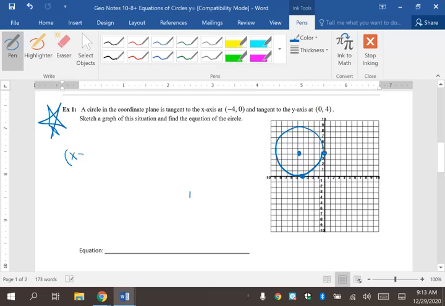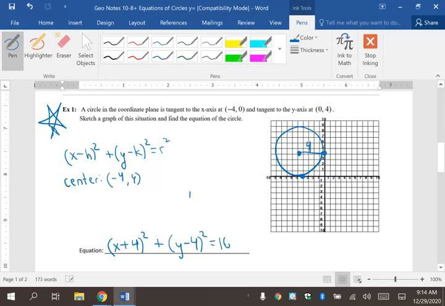So general equation, x minus h quantity squared plus y minus k quantity squared equals r squared. Well, we can count and note that the radius is 4, and the center is this coordinate point, negative 4 comma 4. So now we have the general equation of the circle, x minus a negative 4 quantity squared, plus y minus 4 quantity squared equals 4 squared, which is 16. Who did have that? Excellent. Go ahead and pause the video. Do number 2 by yourself.